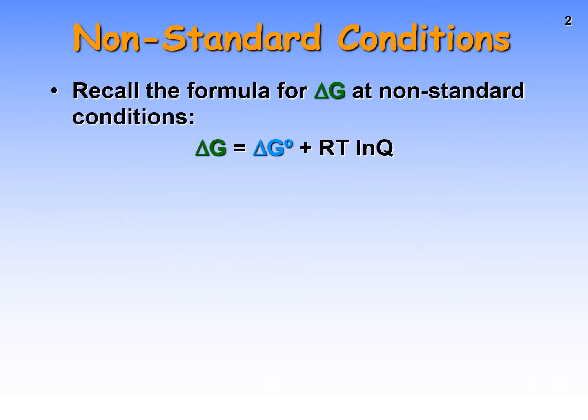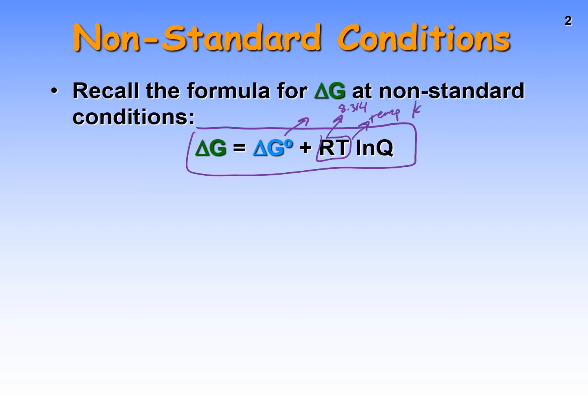So we know this is the formula for non-standard delta G. It's the standard delta G plus RT, ideal gas constant, 8.314, times temp in Kelvin. And this is our reaction quotient.